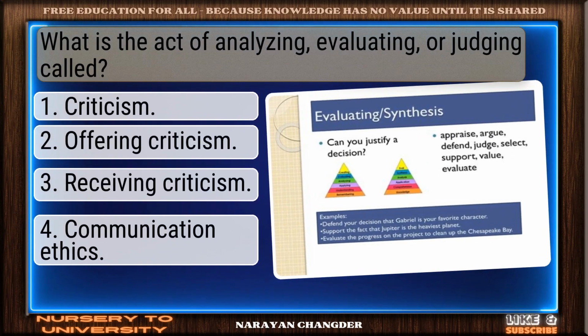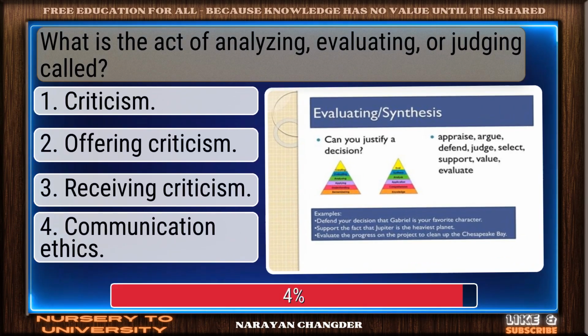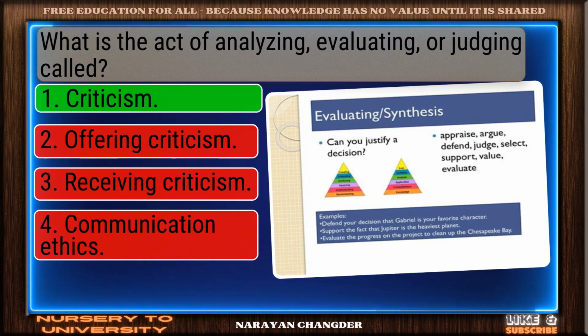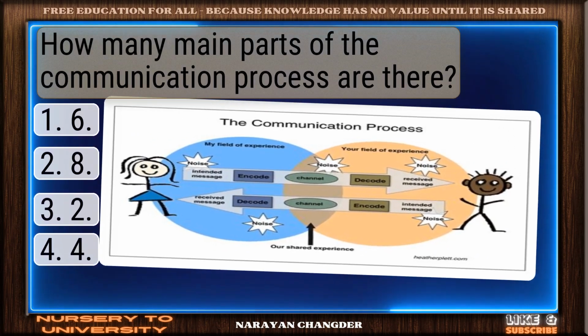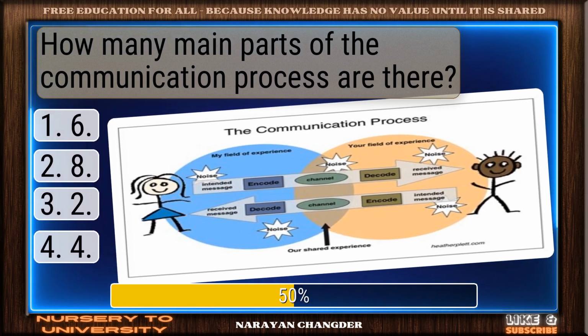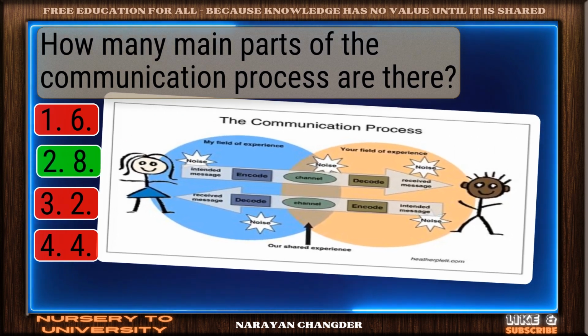Question number 23. What is the act of analyzing, evaluating, or judging called? Valid point. Criticism is true. Question number 24. How many main parts of the communication process are there? You got it. Your choice 8 is right.